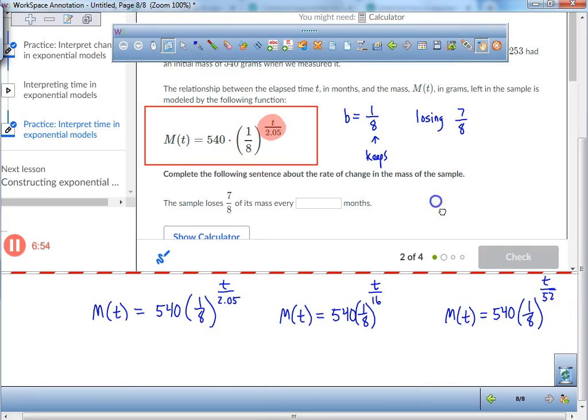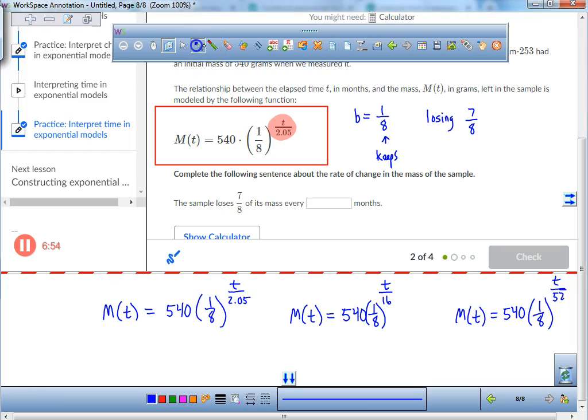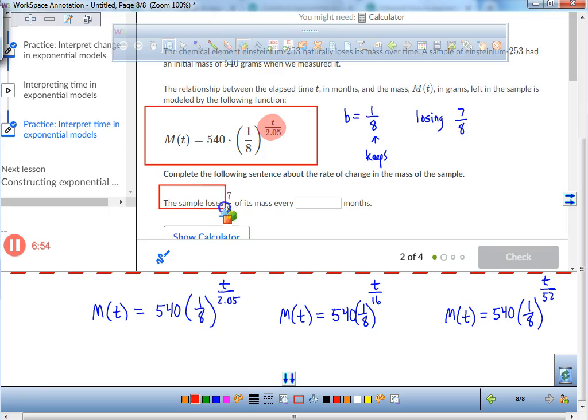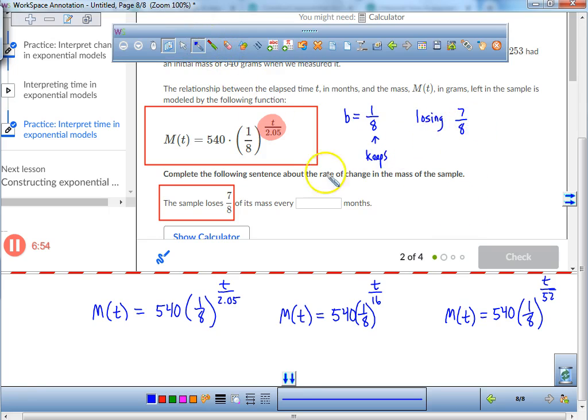All right, so right now, if you would, please, go ahead and write these down in your journal. All right, so students sometimes would get confused about the sample loses what? 7/8 of its mass every certain amount of months. Well, if it keeps 1/8, that means it's losing 7/8. Now, before this right here, we didn't have that. What did we just have? Just a t. So basically, every single month, it would lose 7/8 and keep 1/8. But now we have a fraction.